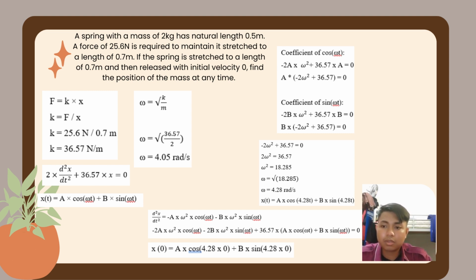So x(0) equal a times cos 4.28 times 0 plus b times sin 4.28 times 0. So that's all from me. Thank you.